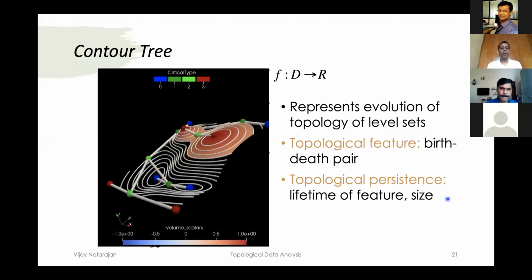Right? So again, these terms can be defined more formally, and I will point you to some references from our lab's webpage where you can look at further details.